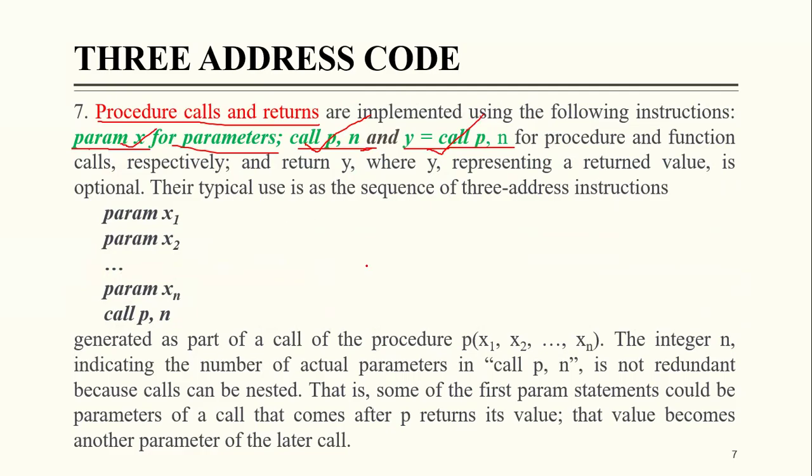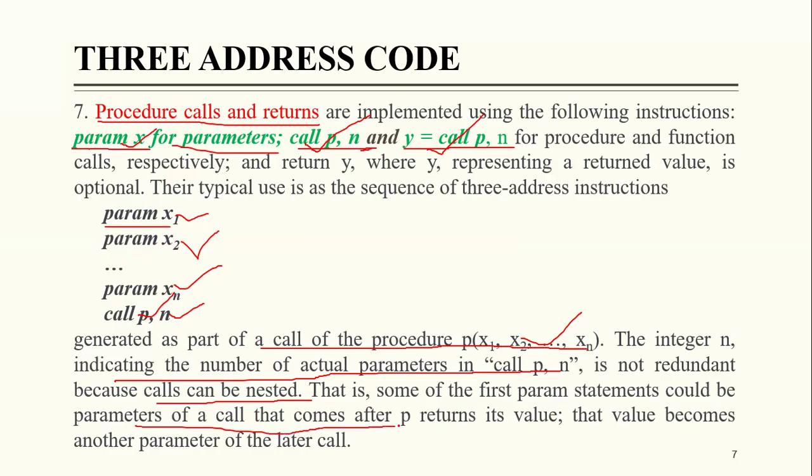The typical usage of the sequence of three address code instructions is param x1, param x2, up to param xn. You can call the procedure with a number of parameters. Here p is the procedure name and n is the number of parameters. So it generates the call of the procedure p(x1, x2, ..., xn). These are all parameters. The integer n indicates the number of actual parameters in call p, n, and is not redundant because calls can be nested. That is, some of the first param statements may be parameters of a call that comes after p returns its value. So that value becomes another parameter of the later call.